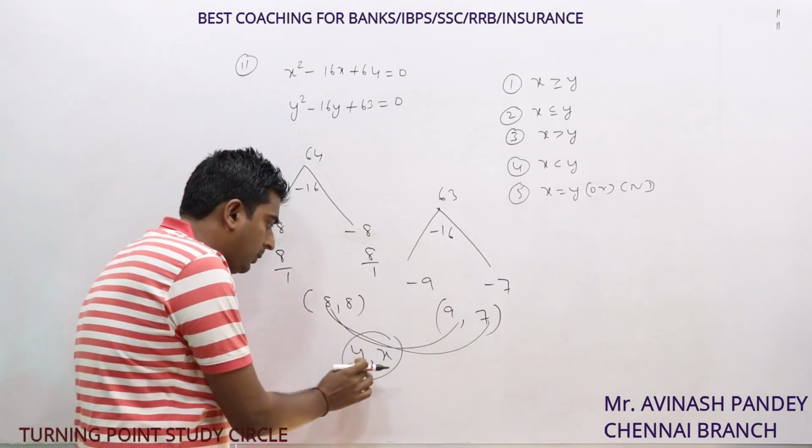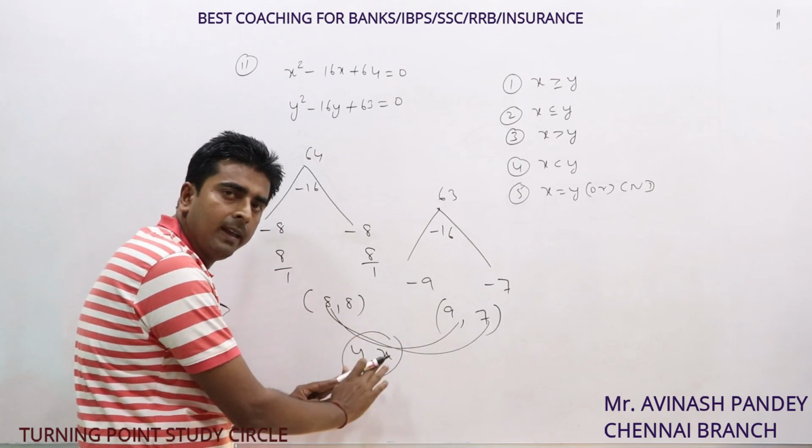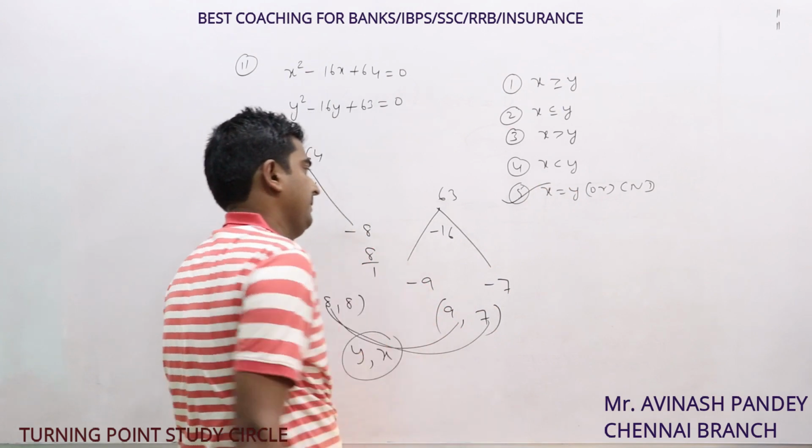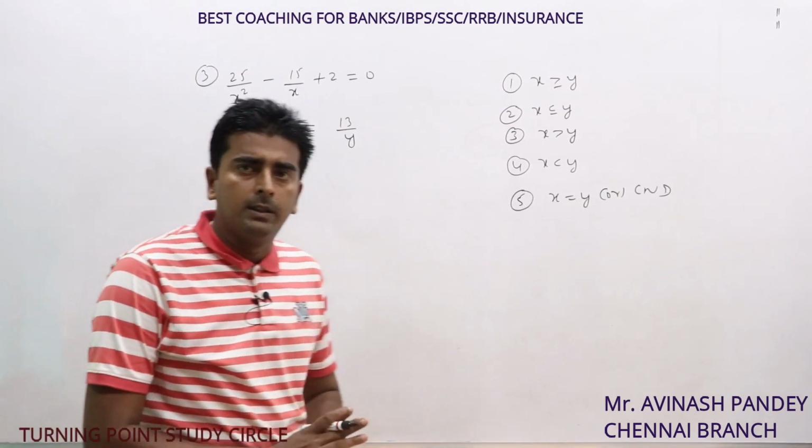So here itself we have to stop the process. Why? In one case y is greater, in one case x is greater. So what is my answer? C and D. Relationship can't be established. So I need to go with the fifth option. So hope you are clear with the first two sums.